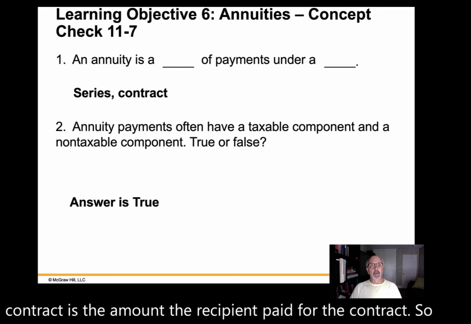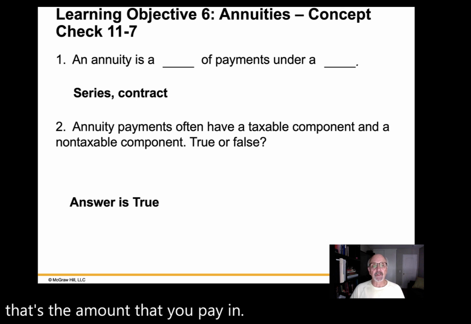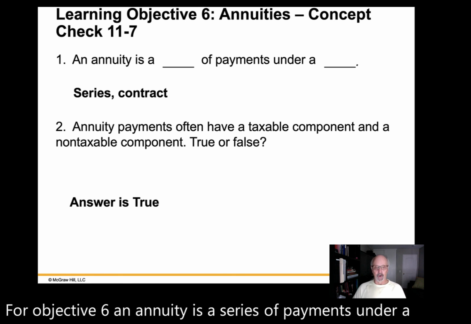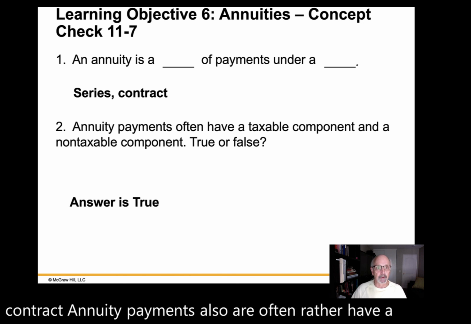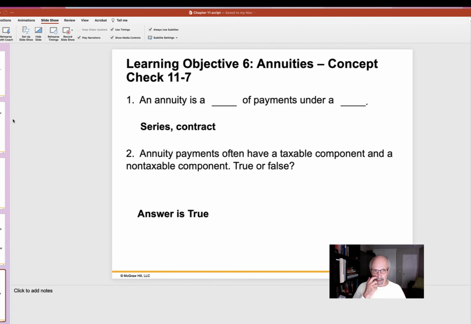For objective number 6, an annuity is a series of payments under a contract. Annuity payments often have a taxable component and non-taxable. That is also true. And that'll do it for us on Chapter 11.